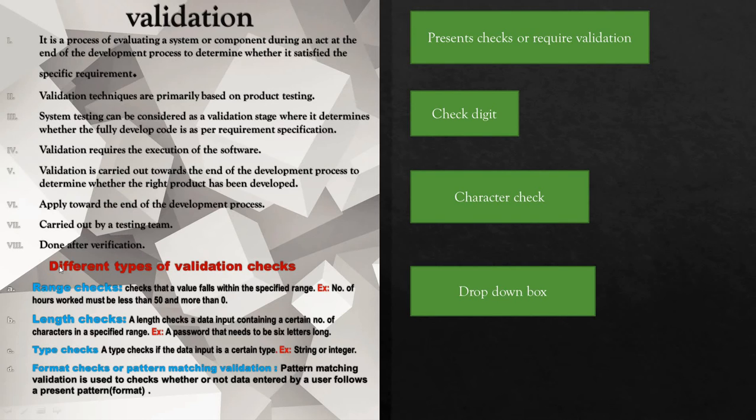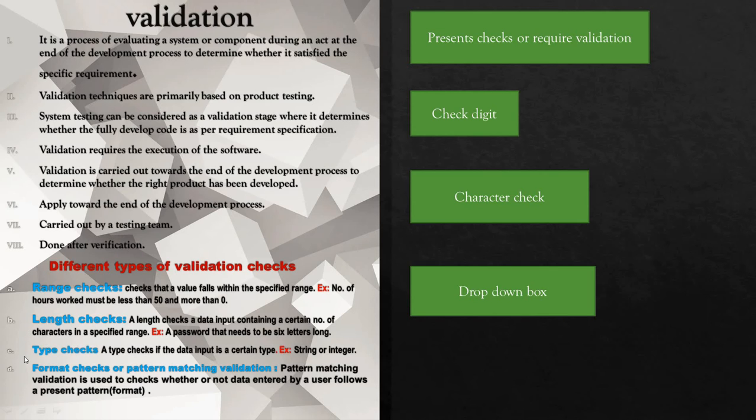Then different types of validation. Range checks: a range check verifies that a value falls within a specific range. For example, the number of hours worked must be less than 50 and more than 0. Second, length checks: a length check verifies that the data input contains a certain number of characters within a specified range. For example, a password that needs to be 6 letters long.